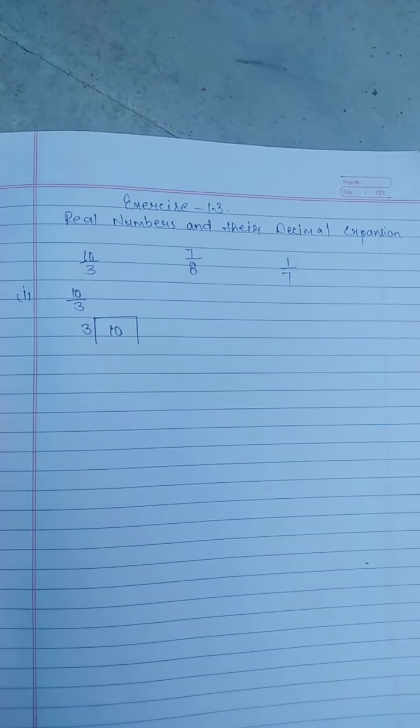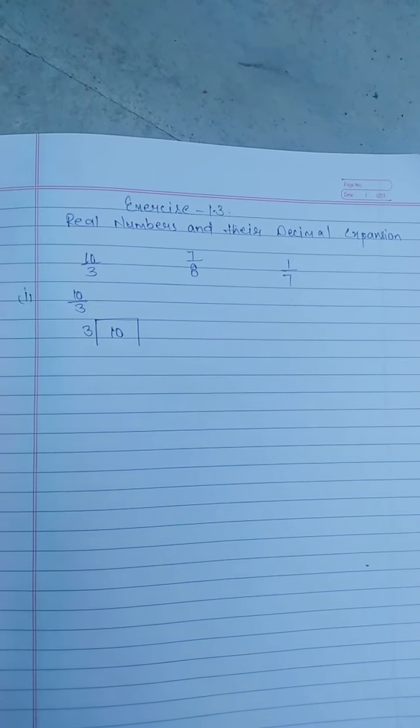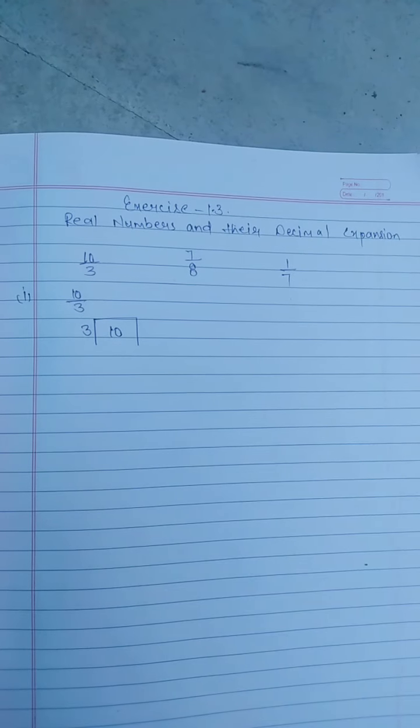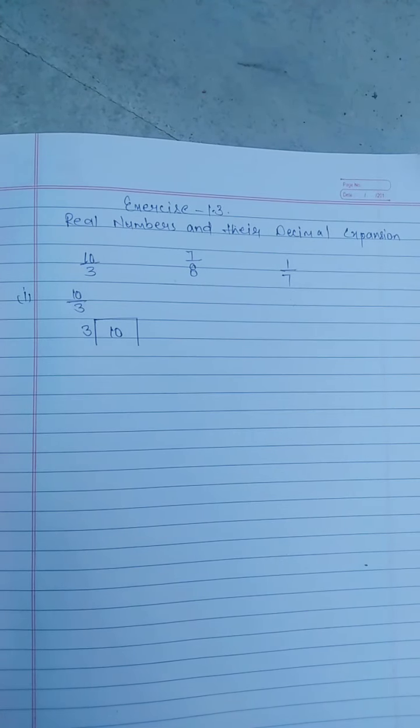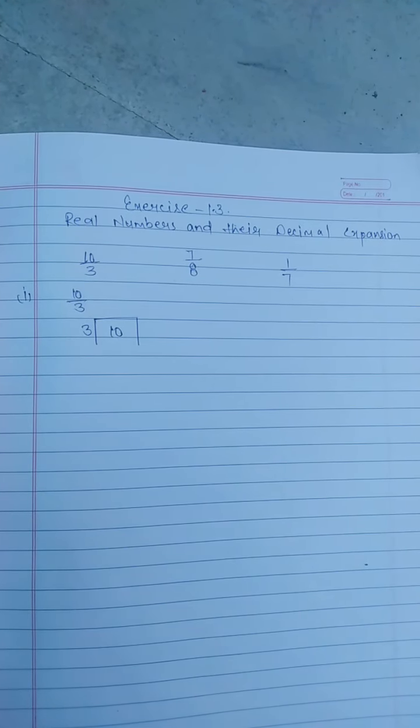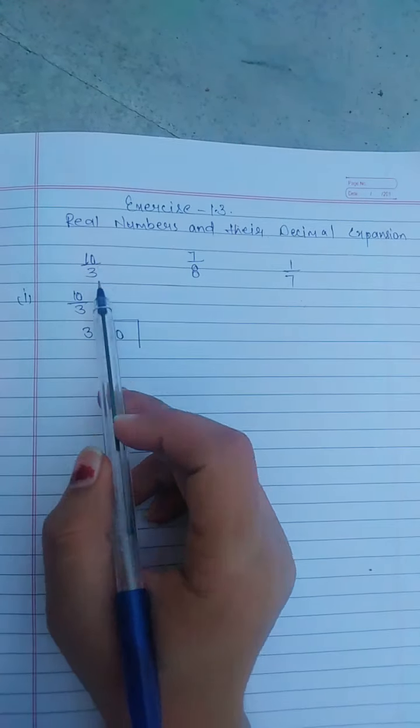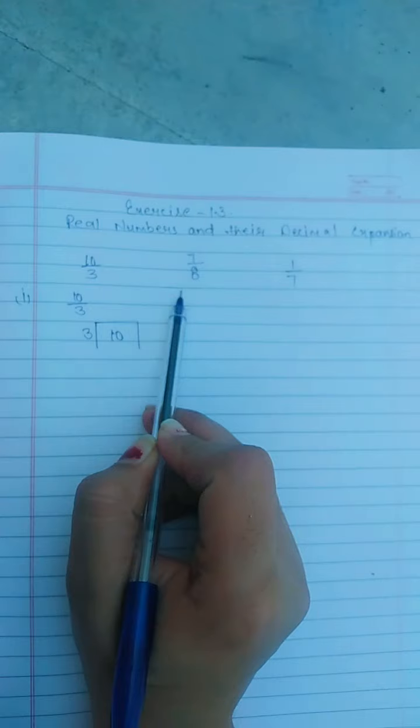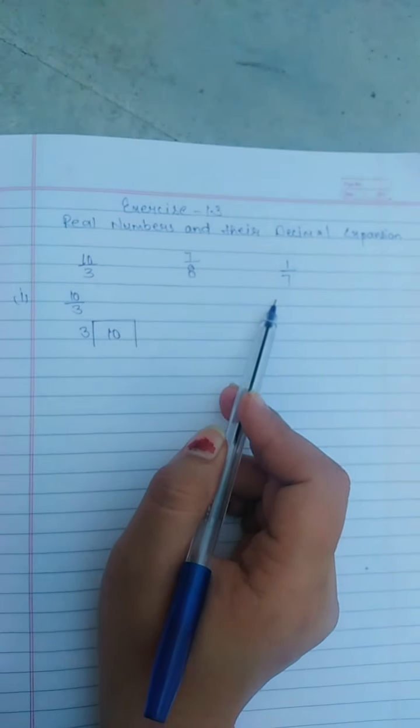In this exercise we have to solve two types of question. The first one is we have to find the decimal expansion of some numbers, and in the second type of question we have to write the decimal digits into p upon q form. So let's start with some numbers, that is 10 by 3, 7 by 8, and 1 by 7.